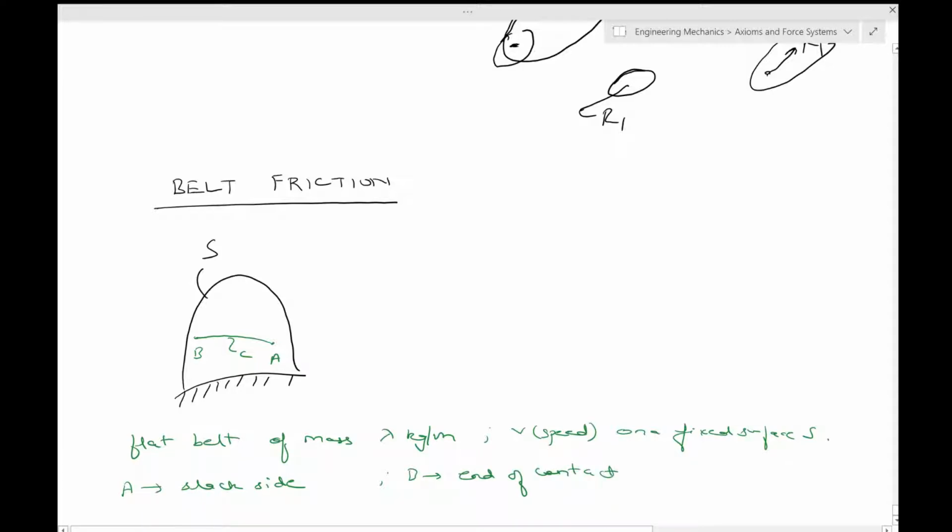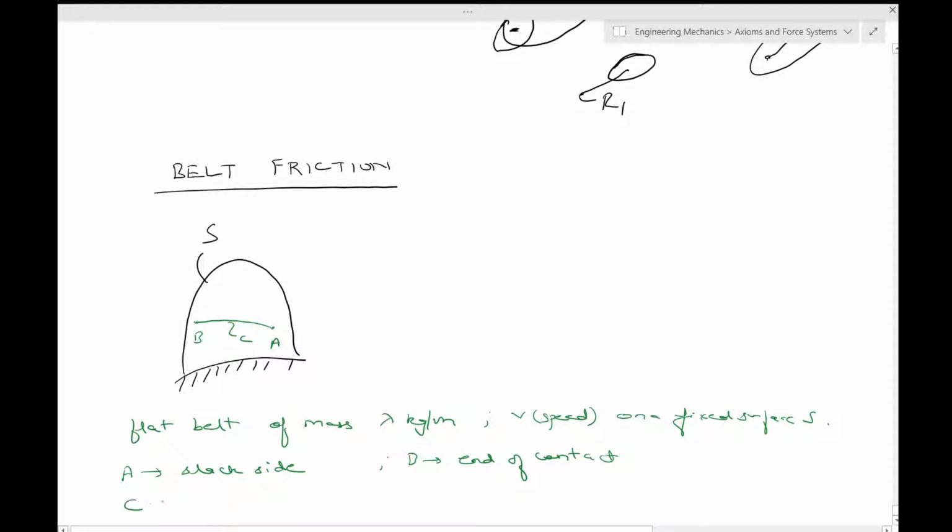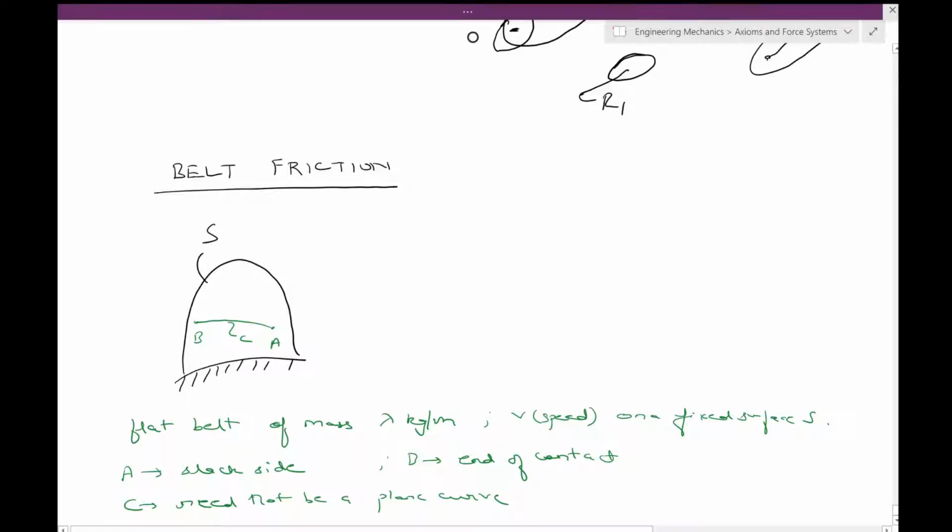An easier way to see this is a three-dimensional contact between a belt and a surface. Actually it's not easier, it is harder, but it is easier to see all this if you see that there is no plane anywhere. So the curve C need not be a plane curve.